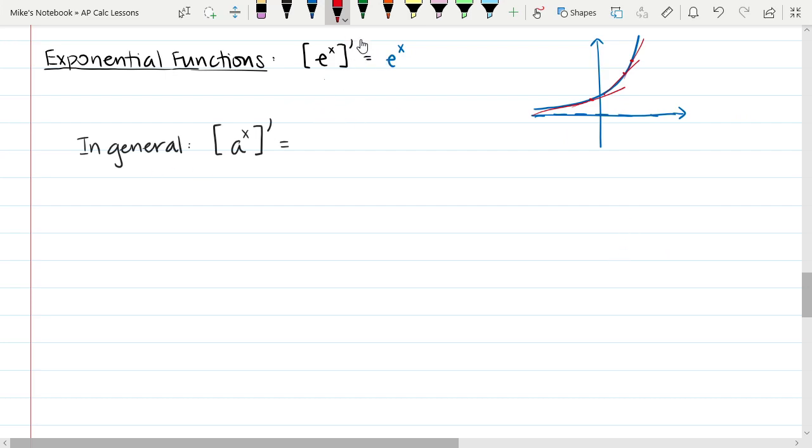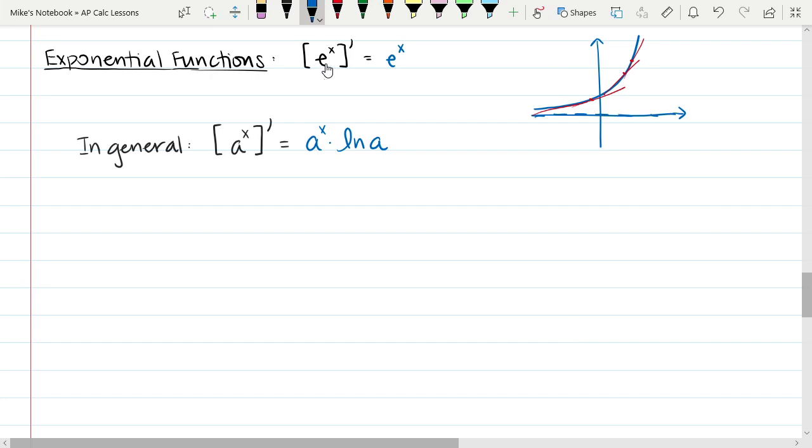Okay, now in general, what if I'm not just dealing with base e? Like I said, this is something that the AP exam in particular has really started pushing a lot more in the last couple of years, to make sure that you know how to find the derivative of an exponential function with any base, not just base e. So in this case, this is now going to be a to the x, so again, same idea, but now it's times the natural log of a.